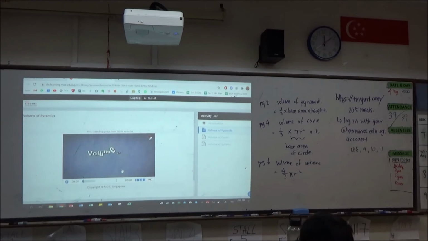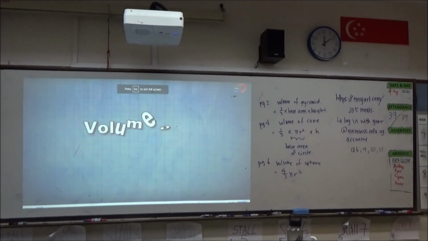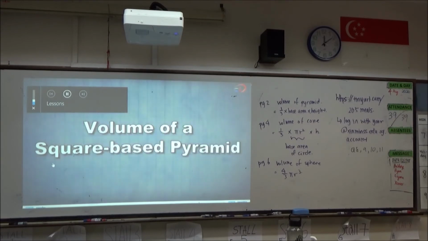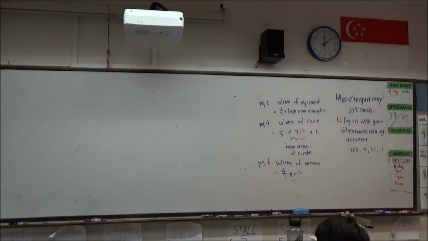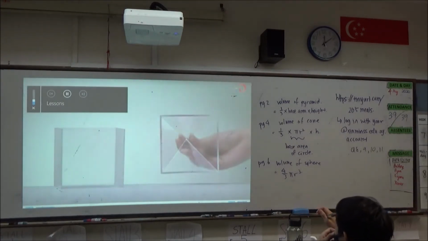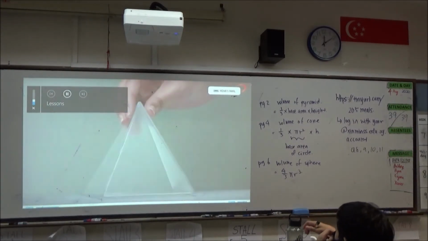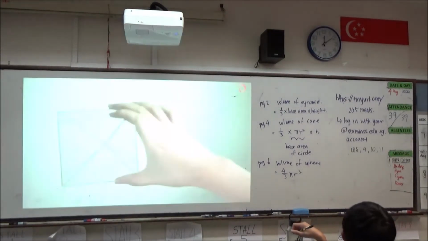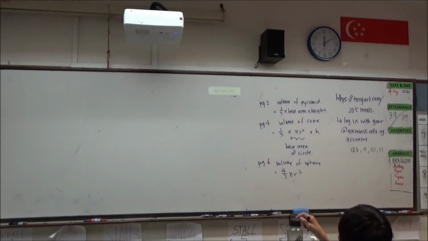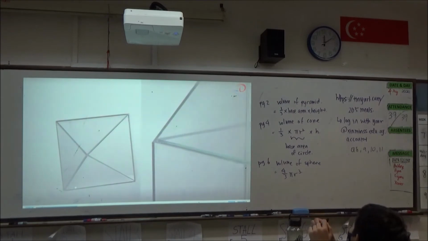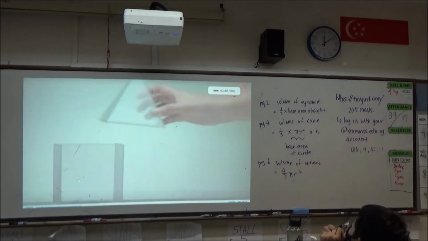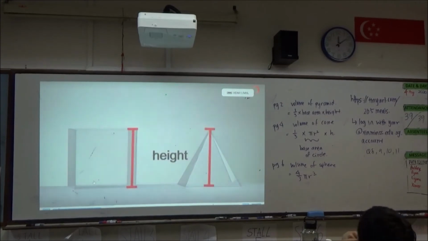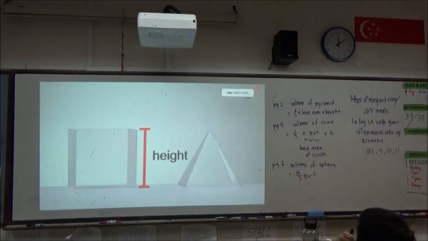Let me select this one. A square-based pyramid. This is a cube, and this is a square-based pyramid. The base area of this square-based pyramid is the same as the base area of this cube. The height of the square-based pyramid is also the same as the height of this cube. Will their volume be the same?